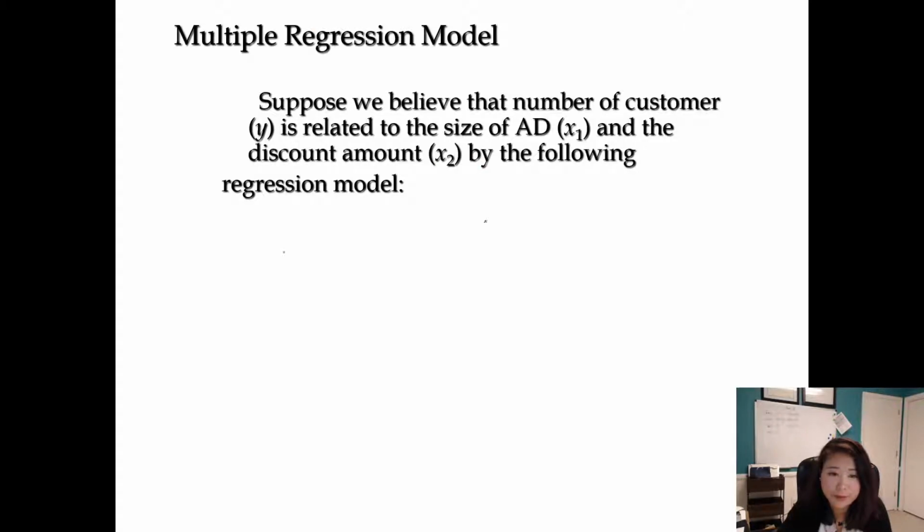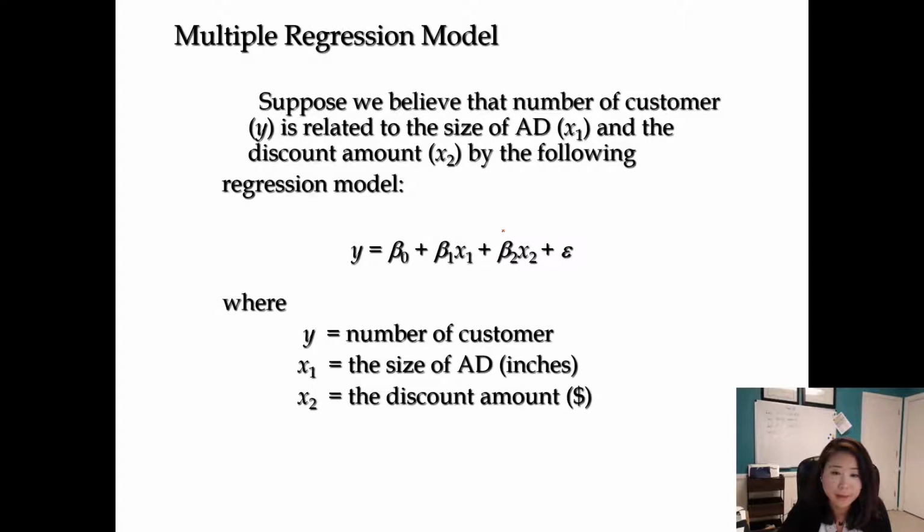After we identify my y and x variables, let me write down my population model: y equals beta 0 plus beta 1 x1 plus beta 2 x2 plus error term. We have x1 representing the size of the ads, and x2 representing the discount amount. Before I move on to the handout, I want to ask you, what's the name for beta 0? Yes, y-intercept. How about beta 1?